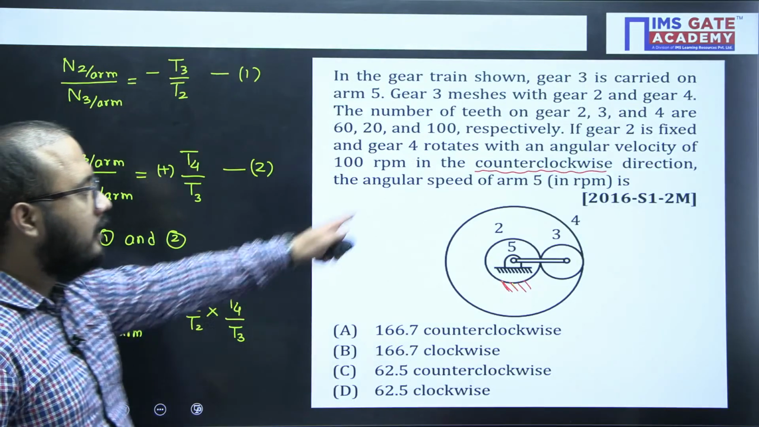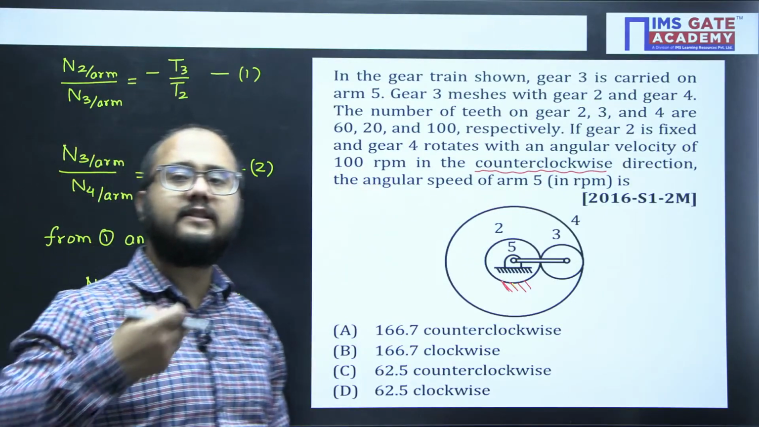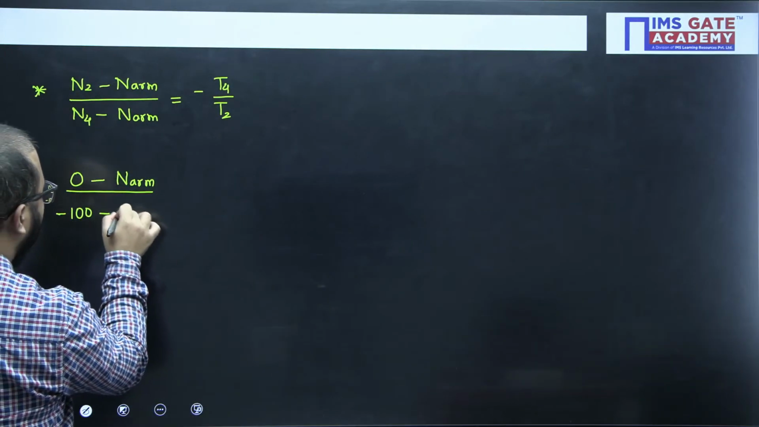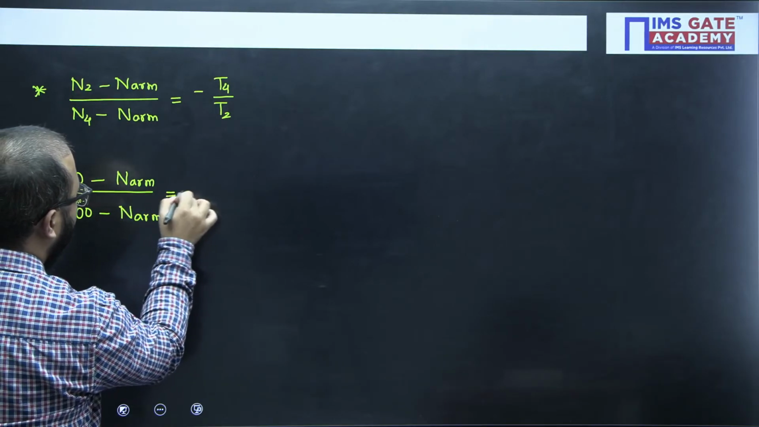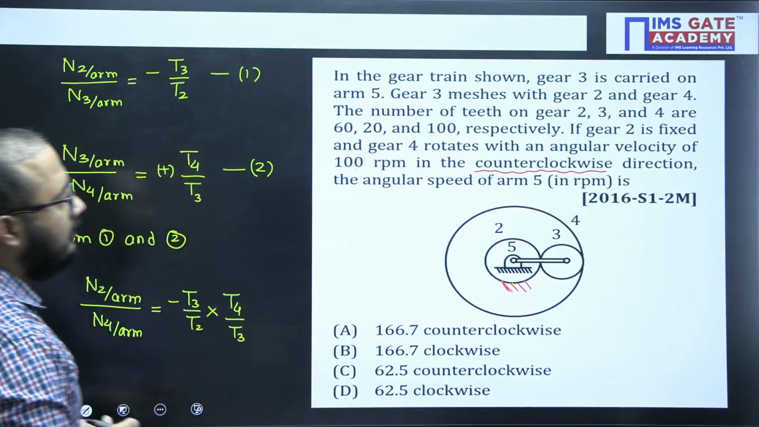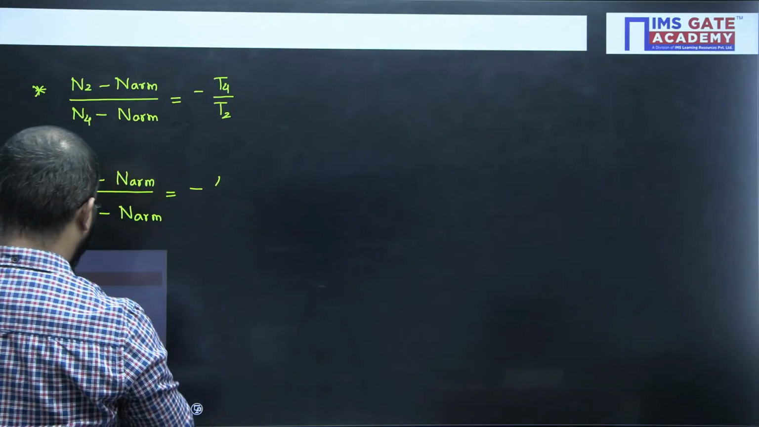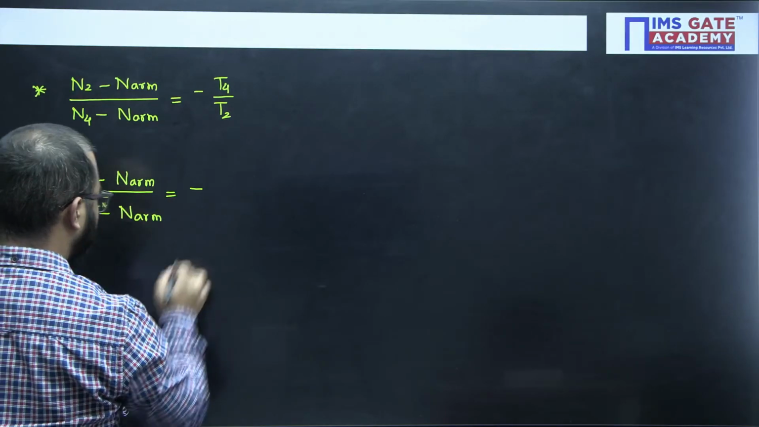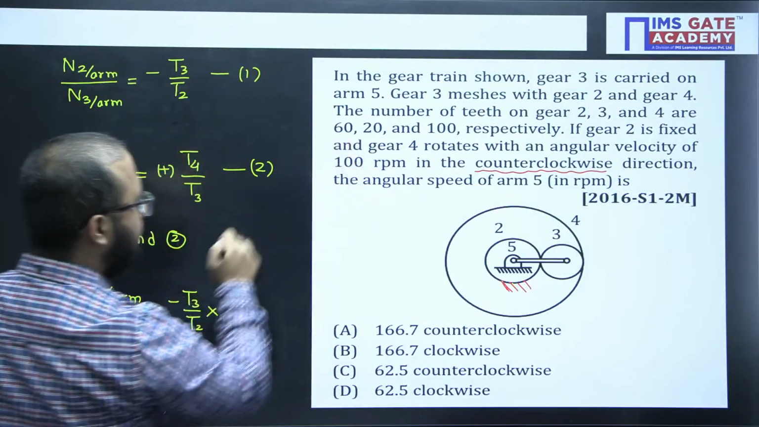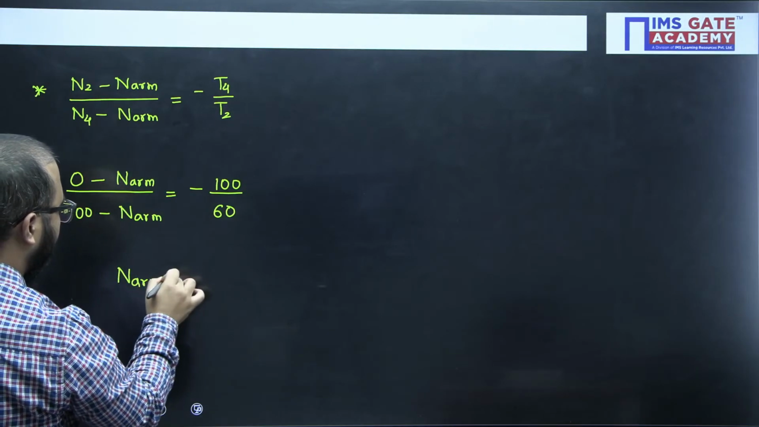Speed of 4: 4 rotates with an angular velocity of 100 rpm in counterclockwise. Counterclockwise I am assuming negative. So minus 100 rpm. Minus T4. What is the T4 value they have given? For gears 2, 3, 4, gear 4 is 100. And what about gear 2? It is 60. So from here, speed of rotation of arm you can calculate.